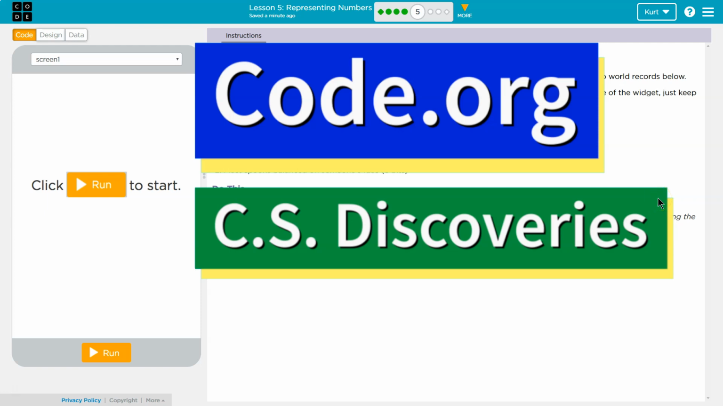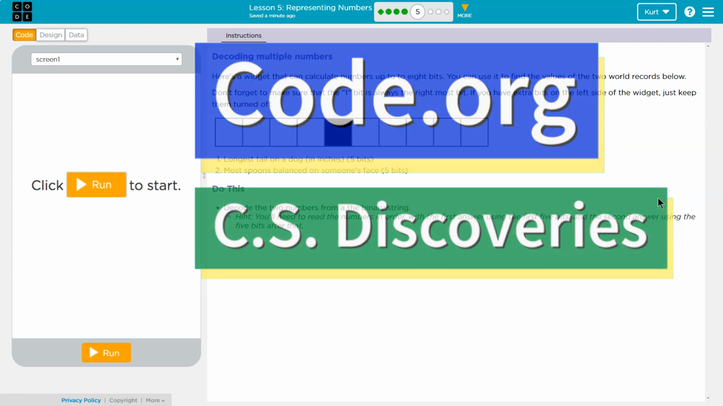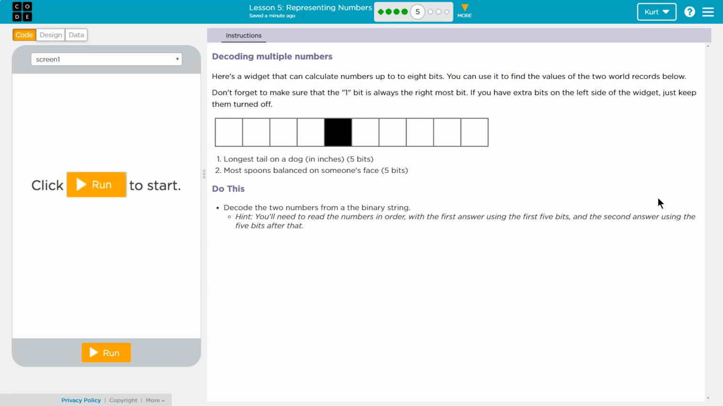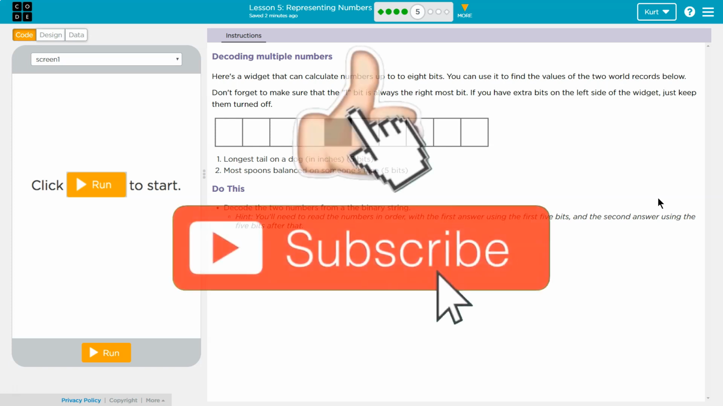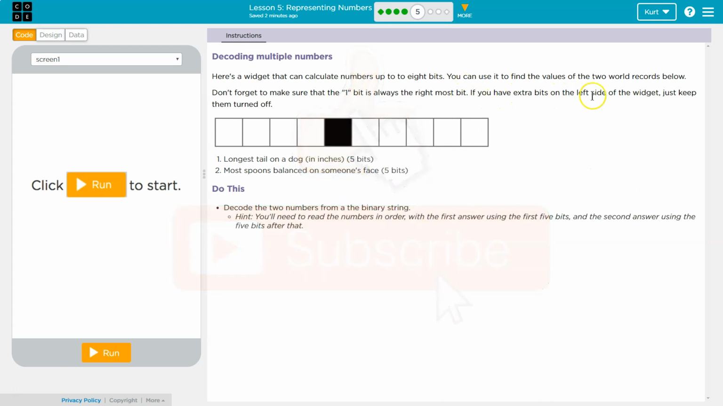This is Code.org. I'm currently working on their CS Discoveries course. Let's see what we're doing. Decoding multiple numbers. Here's a widget that can calculate numbers up to 8 bits, also known as a byte. You can use it to find the value of 2 world records below. Don't forget to make sure that the 1 bit is always the rightmost bit. If you have extra bits on the left side of the widget, just keep them turned off.